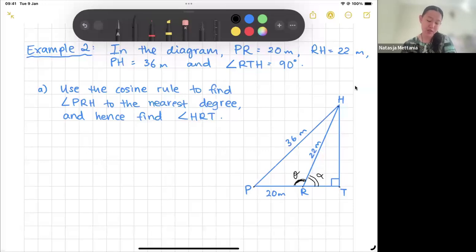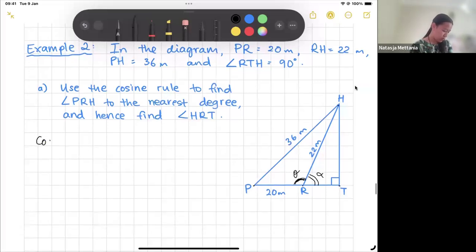All right, so first things first, I need to figure out what theta is. So angle PRH. It told me explicitly to use the cosine rule. Make sure to use your reference sheet if you don't remember the cosine rule. So have it with you. It should be cos theta, because that's the angle I'm trying to find, is equal to a squared plus b squared minus c squared all over 2ab.